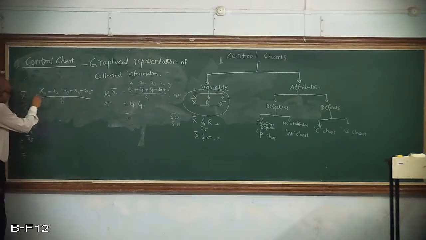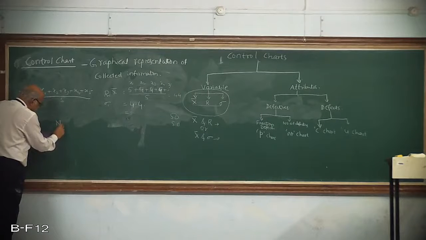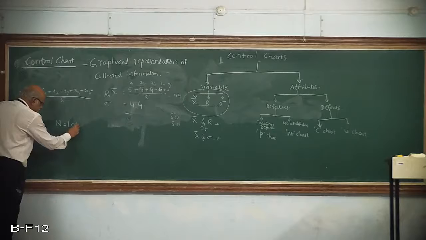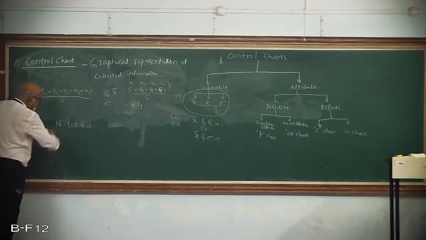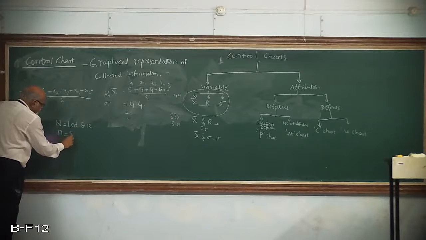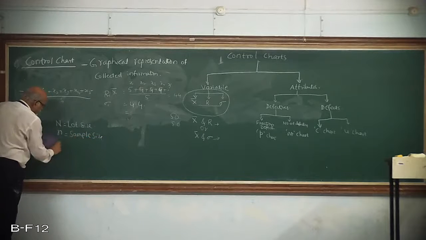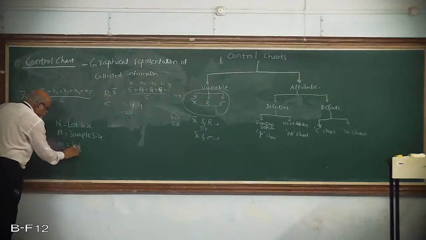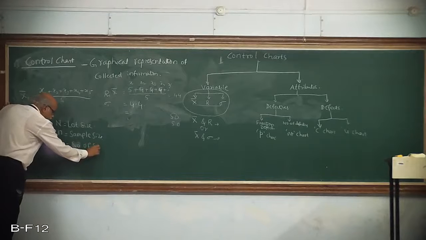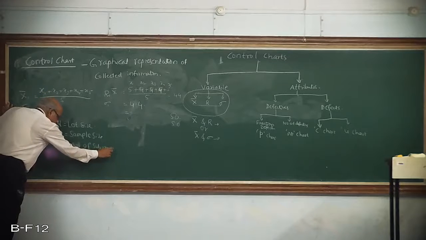And how many subgroups are there? 1, 2, 3, 4, 5. These are denoted by m. Try to understand. Okay? In statistics, capital N represents the lot size. Small n represents the sample size, and m represents the number of subgroups.